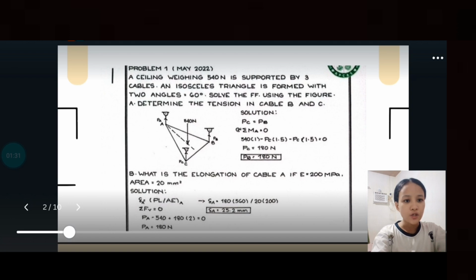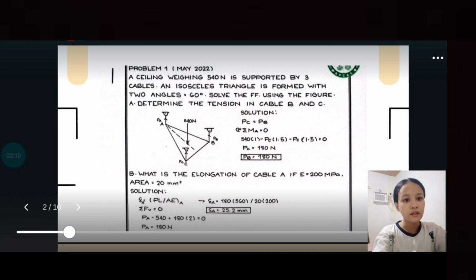B. What is the elongation of cable A if E is equal to 200 MPa, area is equal to 20 millimeters squared? So the formula for elongation is PL over AE. First, we need to get the force vertical. So the sum of force vertical is equal to 0. So the vertical is PA minus 540 plus 180 times 2 is equal to 0, which is also equal to PA is equal to 180 Newton.